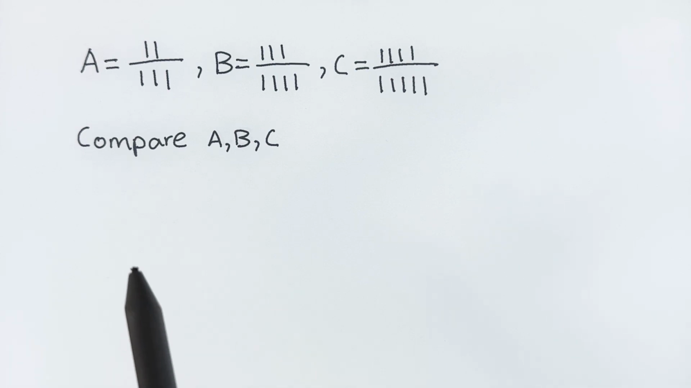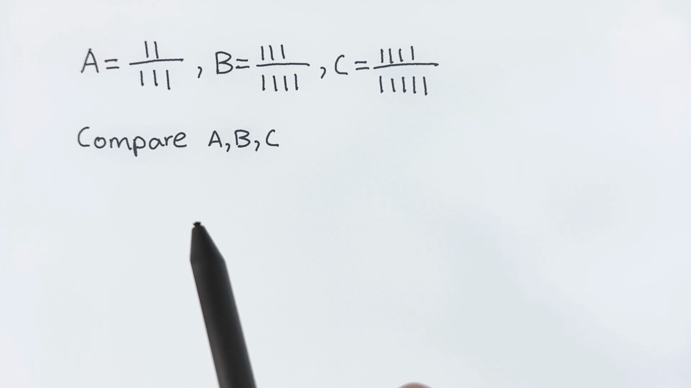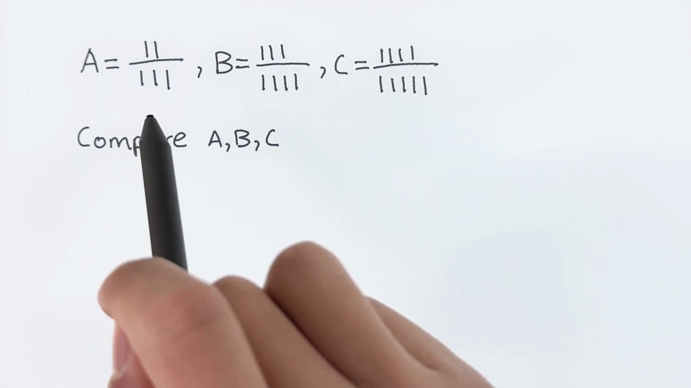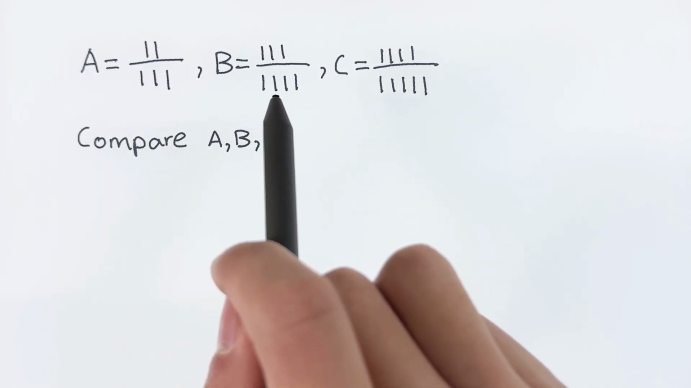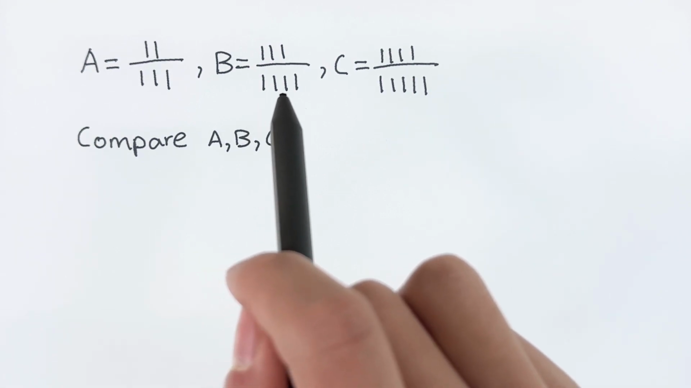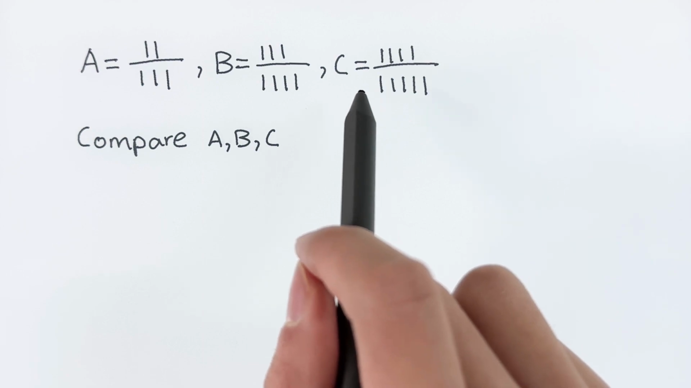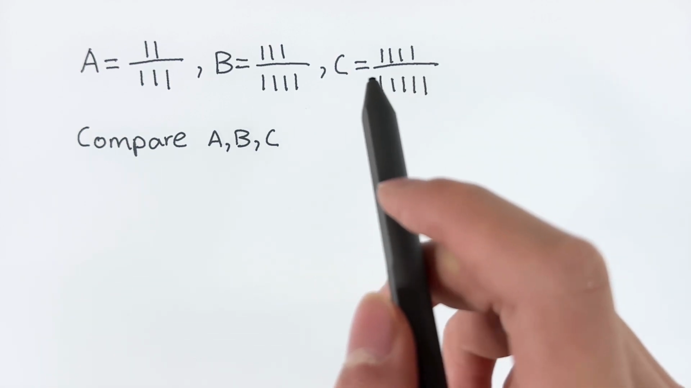So, we can observe the relationship between the numerator and denominator. And we notice that 111 equals 10 times 11 plus 1. 1,111 equals 111 times 10 plus 1. And 11,111 equals 1,111 times 10 plus 1. So we can use this to our advantage.